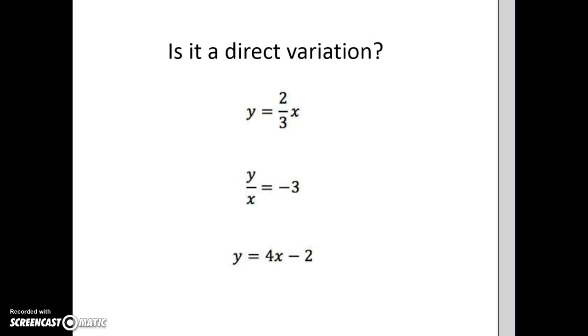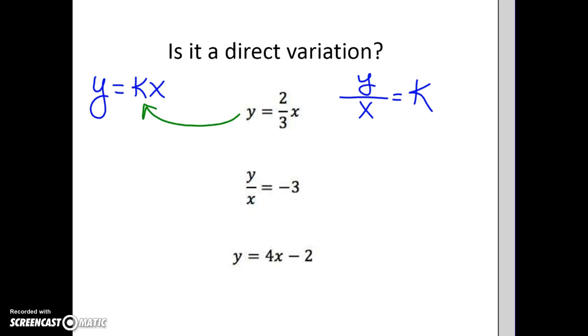Is it a direct variation? So we need to know, does it meet the requirements for either y equals kx or y divided by x equals k? In order to be a direct variation, it can only look like one of these two. So the first one, does the first one look like either of these two? Yes, actually it does. This first one looks like this, so yes, it is.